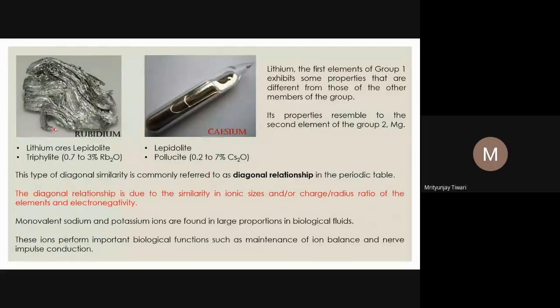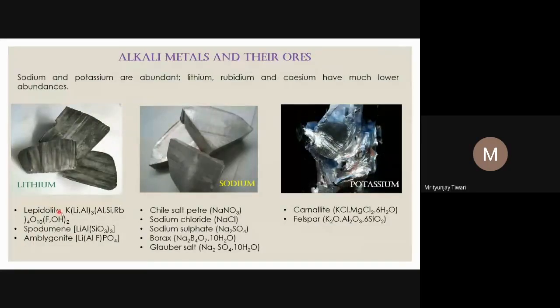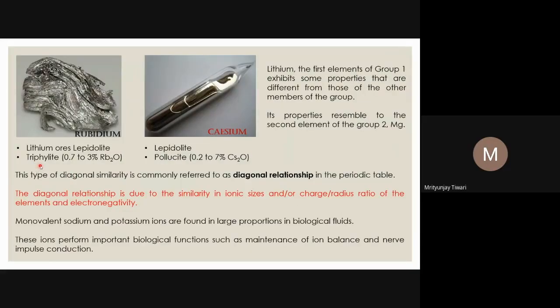Now the rubidium, you see how it looks. And rubidium, its source is lithium ore, lepidolite, and lepidolite is this one. The lithium ore also contains rubidium, as we saw here. And the triphyllite contains 0.7 to 3% of rubidium oxide, Rb2O. This is rubidium oxide and it's in triphyllite, and it contains only 0.7 to 3% of rubidium oxide. So the rubidium is there.